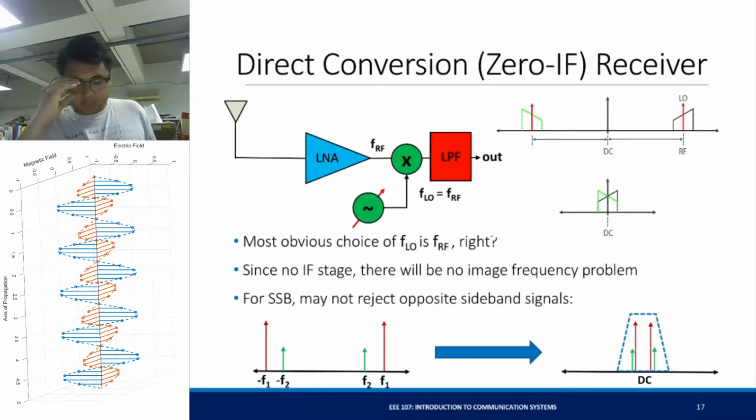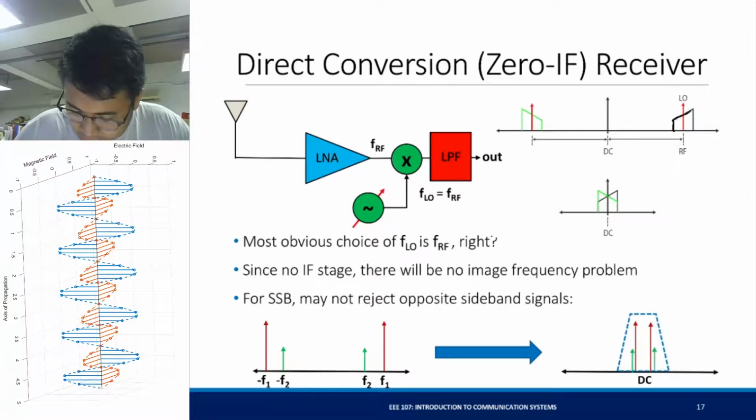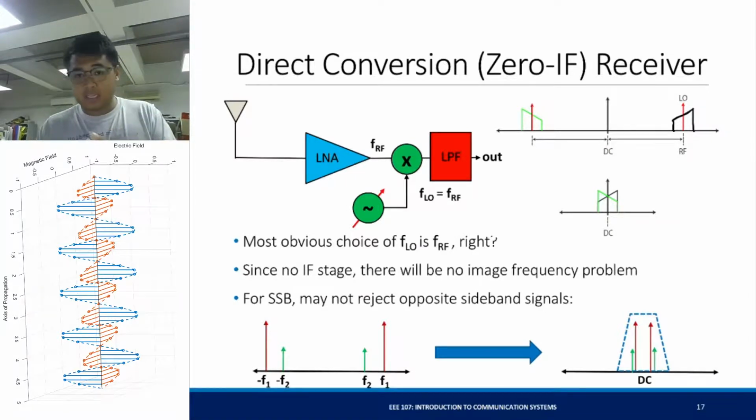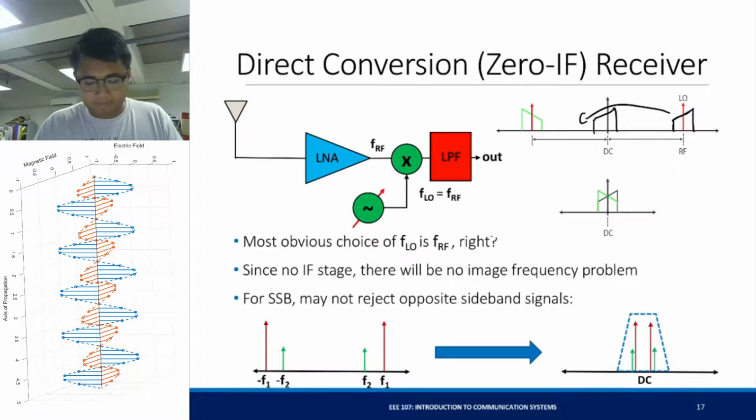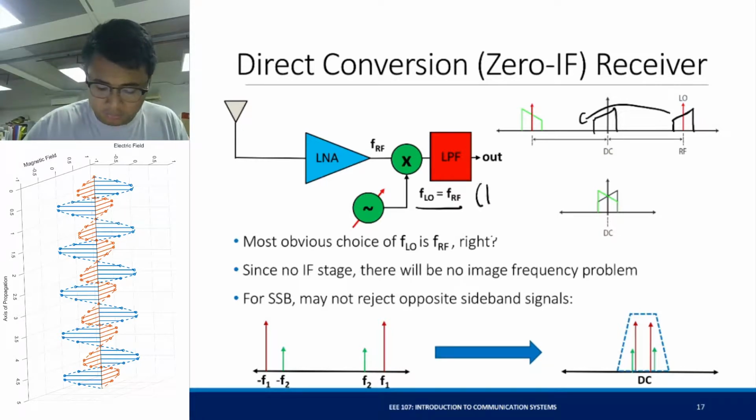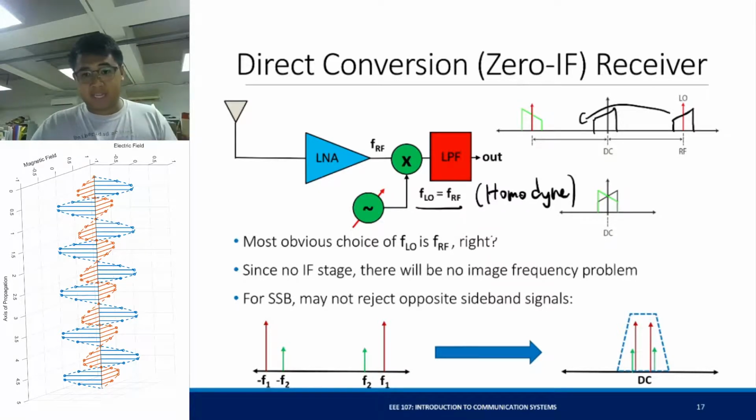All right. So another type of receiver is the zero IF receiver or direct conversion receiver. Basically, the signal is directly down converted to its bandpass form. So the obvious choice here is to let FLO be equal to FRF. This is also called the homodyne architecture. Since there is no IF stage, there will be no image frequency problem.